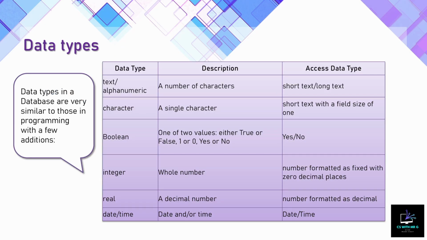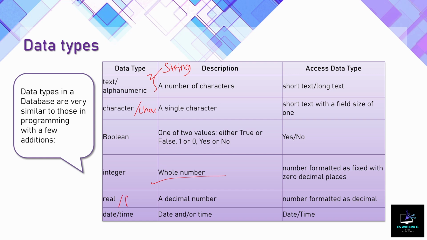So here we have our list of data types that are available in databases, and as you can see, a lot of them do overlap from our programming unit. In particular, text or alphanumeric we have referred to as a string in units 7 and 8. We've also referred to a character or a char, which is a single character, and again covered in our programming unit. Boolean, also covered in programming. Integers, whole numbers, we should know this one.